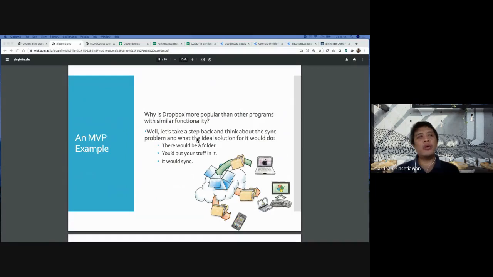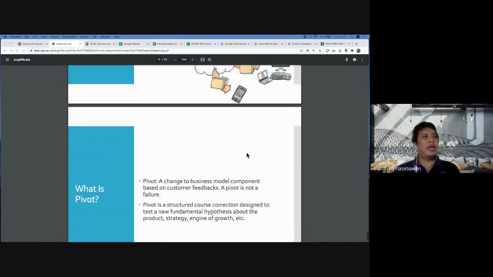The idea is about how we change the way we save or store our data in the easiest and most efficient way. Even though we can save in our own drive, using Dropbox is easier for us. Yeah, something like that. And what is the pivot?